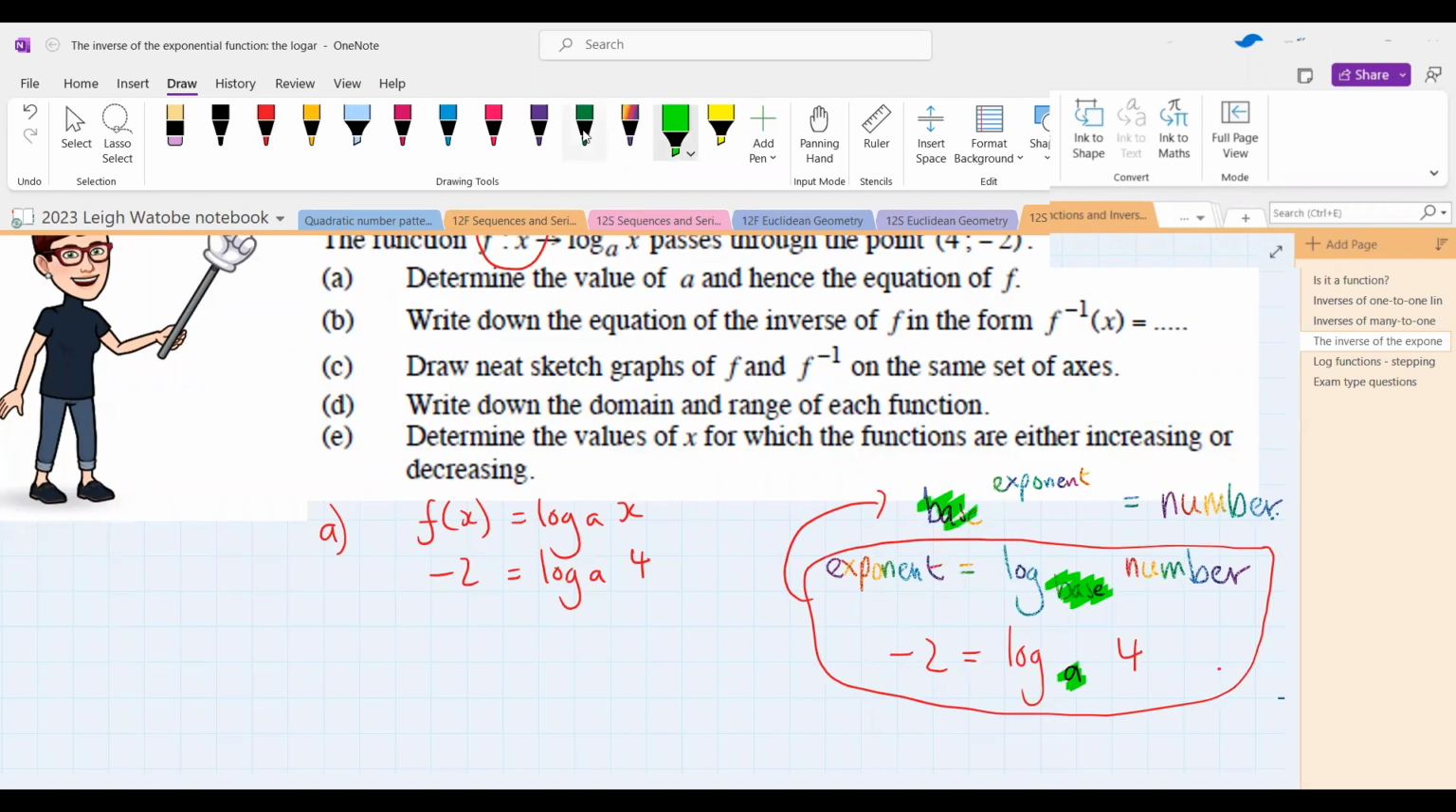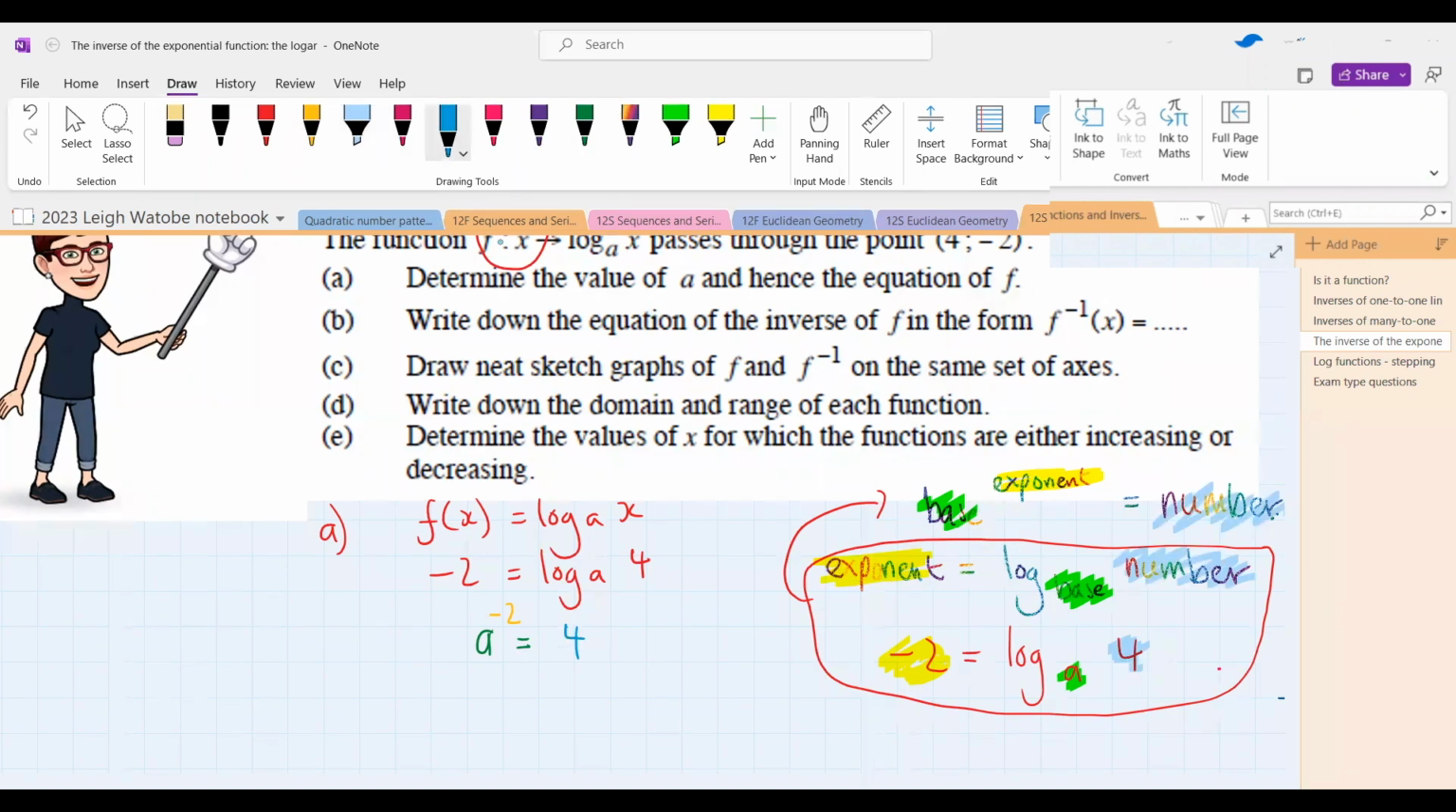So that's why I'm writing A as my base. This over here is my exponent. The -2 is my exponent. And my number is the 4, so this has to be equal to 4.